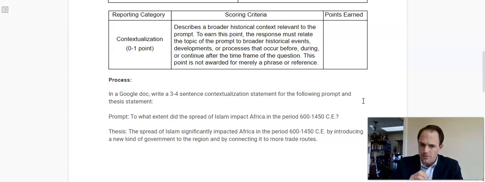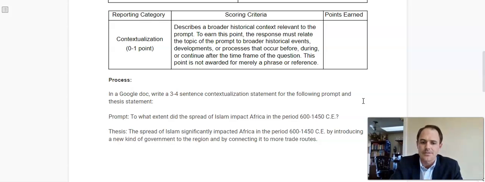What information does a reader need to know in order to understand your argument? How do you do that? Well, you look at the prompt. In this case, to what extent did the spread of Islam impact Africa in the period 600 to 1450? And you zero in on the key terms in that prompt, something your reader is probably not going to know. And hint, hint, they're often proper nouns. In this case, Islam. And you see Africa there, but because your thesis is about the spread of Islam, that's really what needs to be explained.